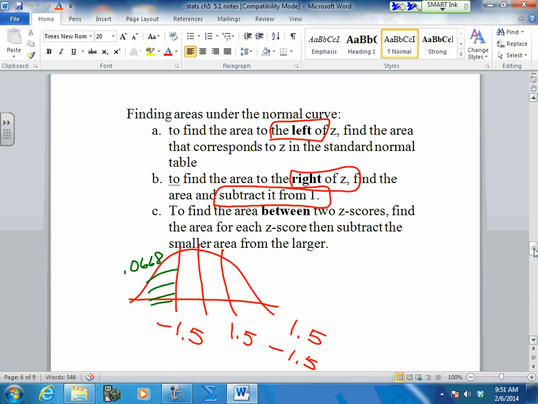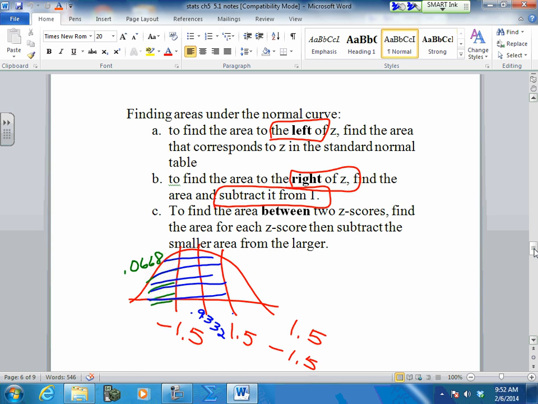Now, watch. When I lift this area up, it's the area to the left again. So can somebody look up 1.5? Thank you, Miss Moore. 0.9332. They're both equal to 1.